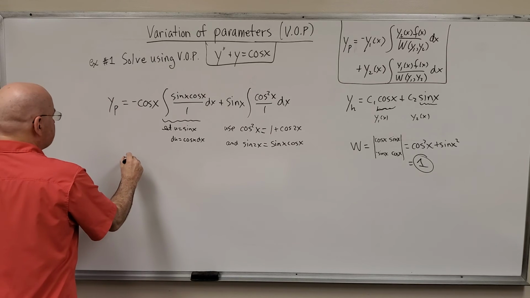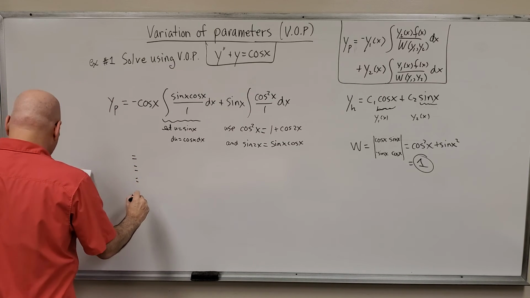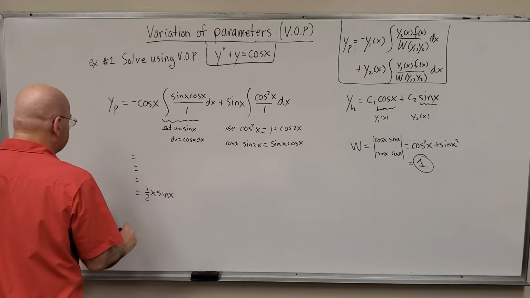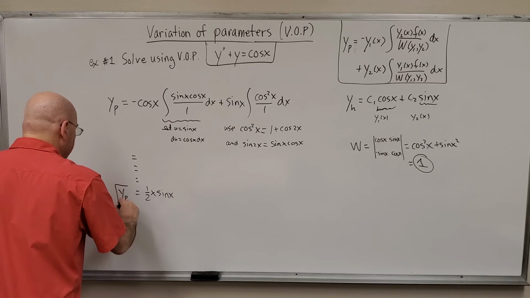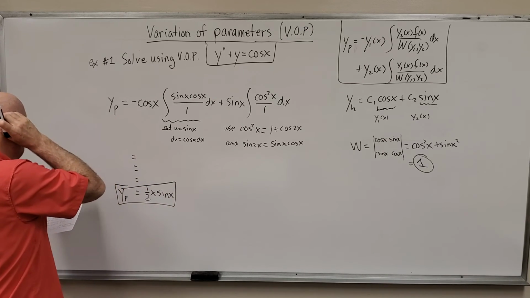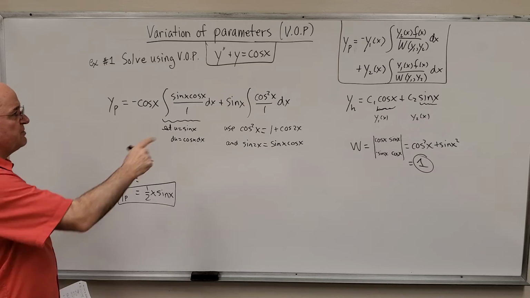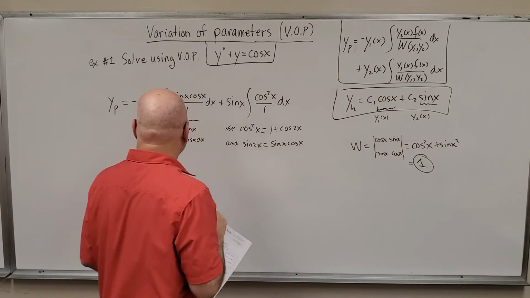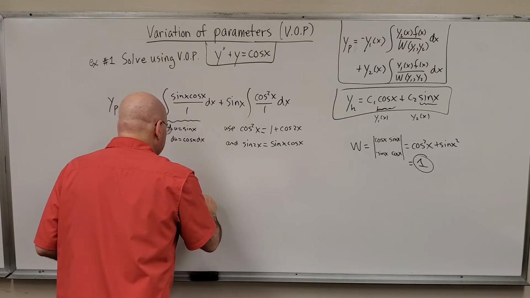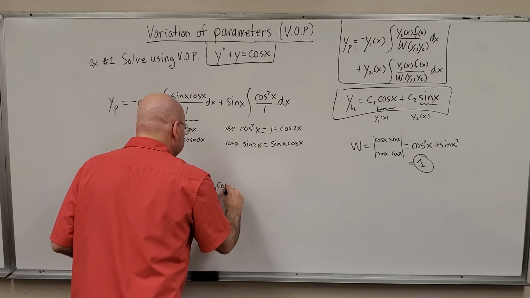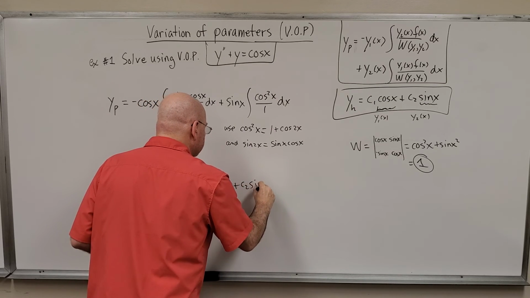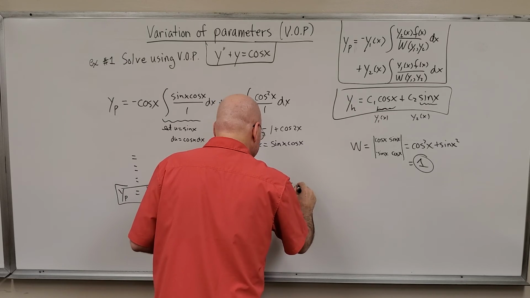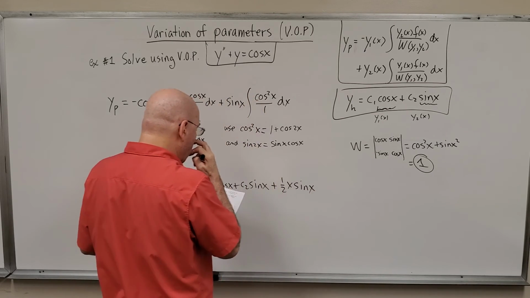Doing some calculus, we end up getting 1/2 x sine x as our particular solution. So between our homogeneous and our particular, we get y equals c1 cos x plus c2 sine x plus the particular, which was 1/2 x sine x.